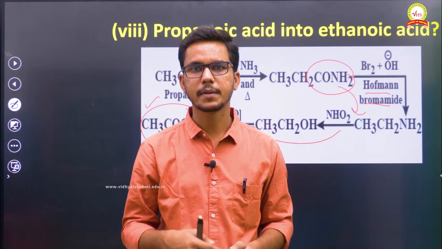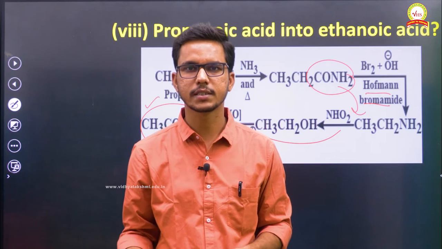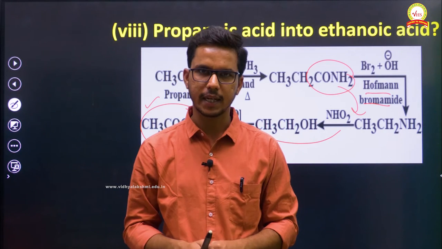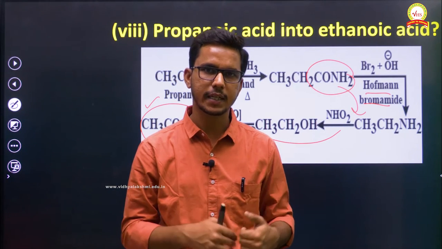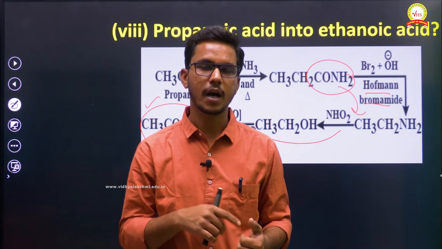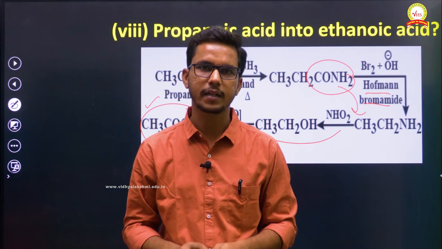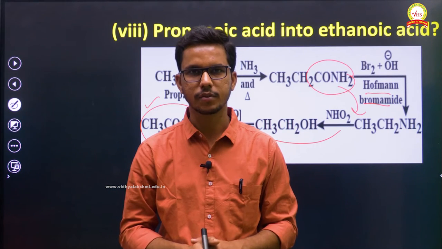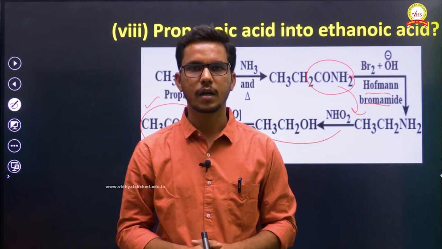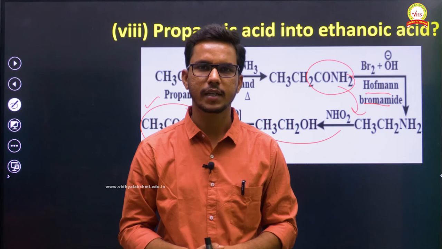Sometimes the number of carbons is increasing, sometimes the number of carbons is decreasing. Wherever carbons are increased, we have used cyanides. Wherever carbons are decreased, we have used Hoffman bromamide degradation reactions. These things you have to keep in mind and you have to practice the conversions. This is about today's video, and further conversions we will discuss in the next class.